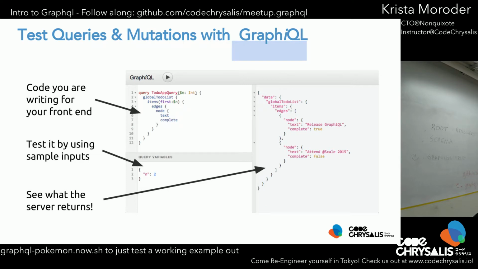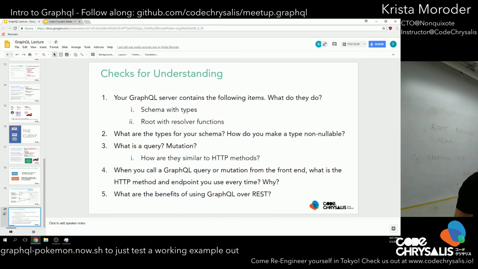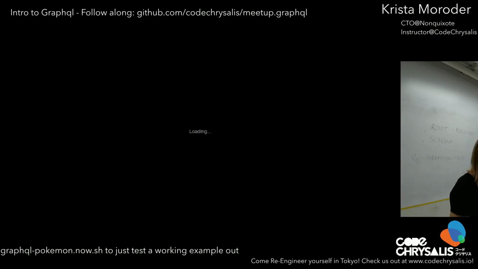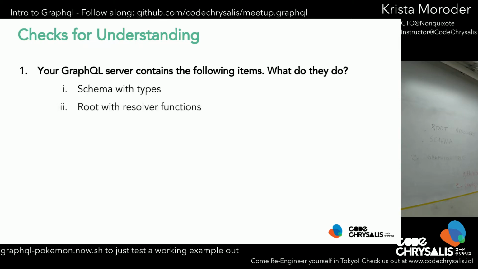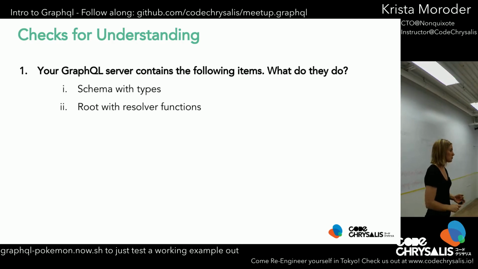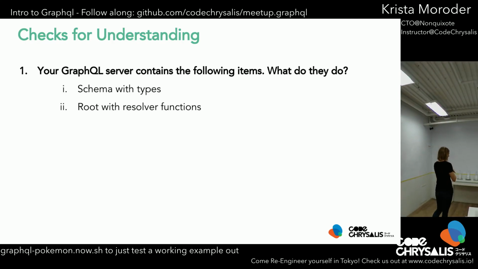All right, so we're going to do a quick pop quiz. Question number 1. Your GraphQL server contains the following items. What do they do? Take 1 minute, try to figure it out with the person next to you. Your GraphQL server contains a schema with types and a root with resolver functions. What do each of those things do? Tell the person next to you.